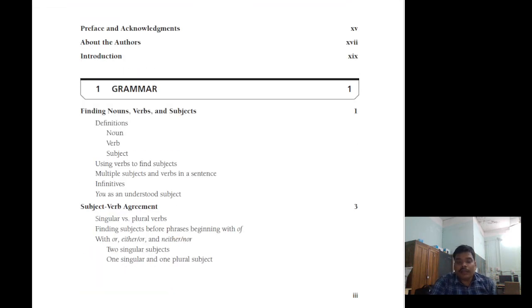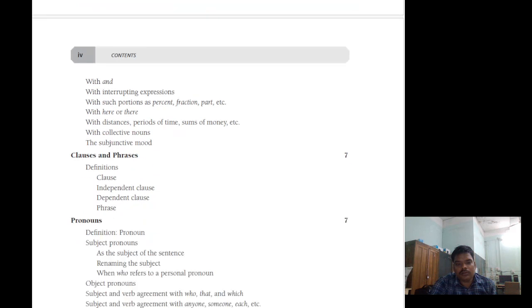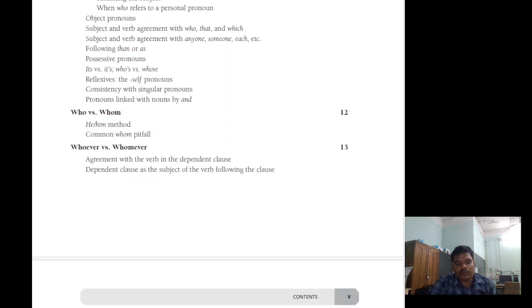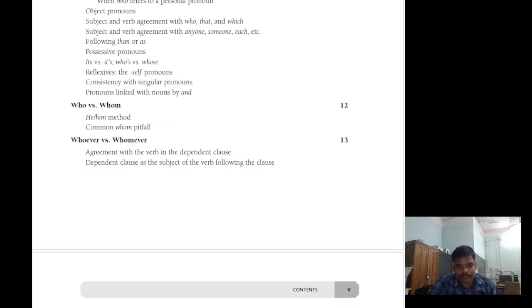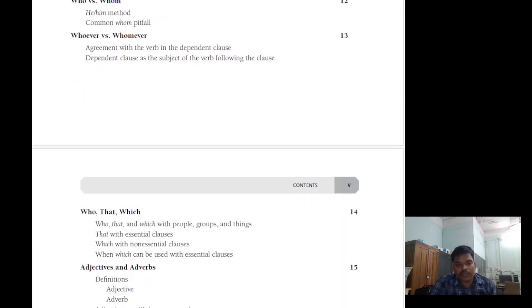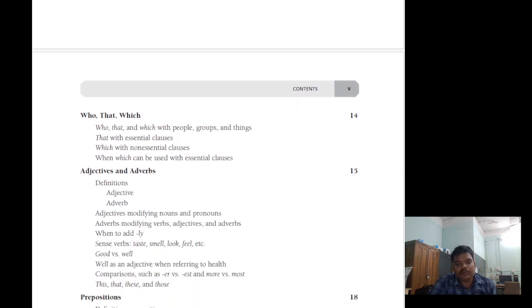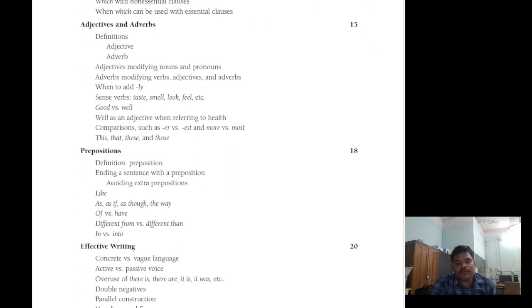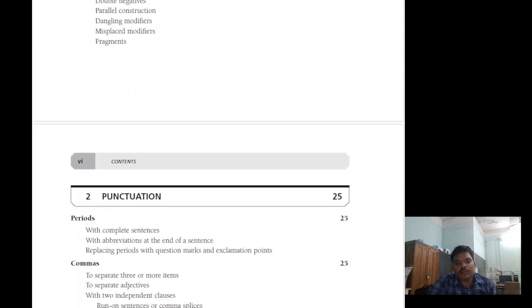So what are the contents of this book? First one is grammar. In grammar: finding nouns, verbs, and subjects, subject-verb agreement, what are the rules? Then pronouns, who versus whom, whoever versus whomever, who, that, which, adjectives and adverbs, prepositions, effective writing. And then second is punctuation.